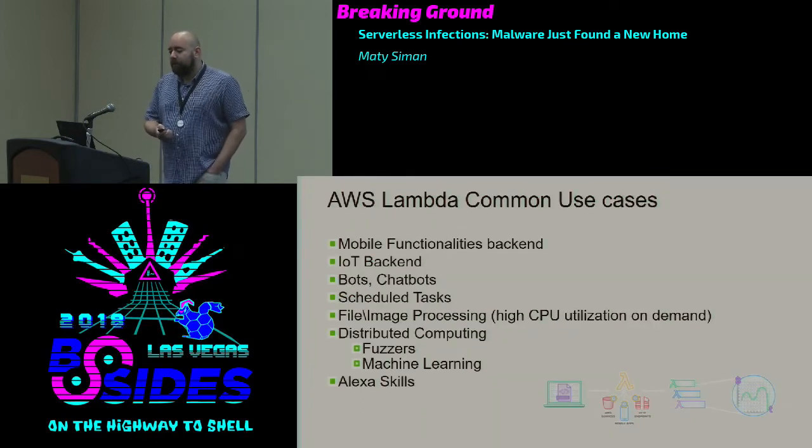The common uses that we see for the serverless architecture are mainly mobile functionalities backend, also IoT backend. We see a lot of bots and chatbots using that, which makes a lot of sense, especially in the scalability part. Scheduled tasks, everything that is high CPU utilization on demand, file or imaging processing, everything that is distributed computing, fuzzers, machine learning. If you need to crack a password, this is probably the right way. And Alexa skills that use this as backend.